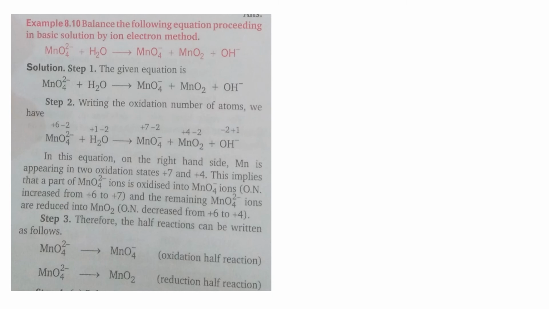Next, again balance the following equation proceeding in basic medium by ion electron method. MnO4 2 minus plus H2O is giving you MnO4 minus plus MnO2 plus OH minus. After writing the equation, write down all the oxidation numbers. After writing the oxidation numbers, you can see that it is MnO4 2 minus to MnO2. Now here Mn is plus 6 and here Mn is plus 4. That means decrease in oxidation number.